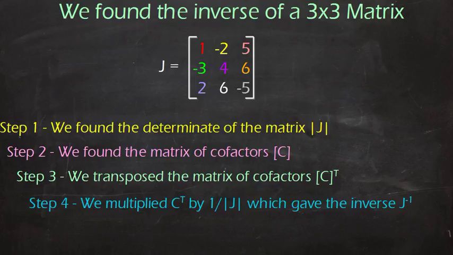So it was as simple as that, really. It's a long kind of process, but as long as you stick to the rules, you'll always get it right. Watch out for negative products, and remember to make every other element of the matrix of cofactors change its sign. So if it's minus, make it a plus. If it's a plus, make it minus. So we found the determinant, we found the matrix of cofactors, we transposed the matrix of cofactors to make the adjugate, and then we multiplied that by 1 over the determinant.